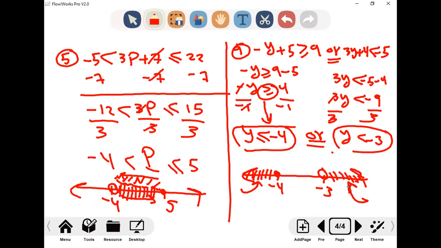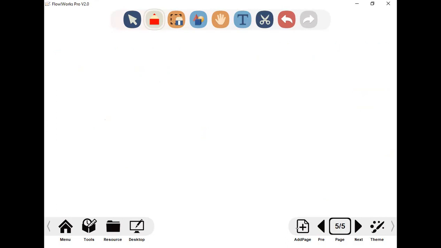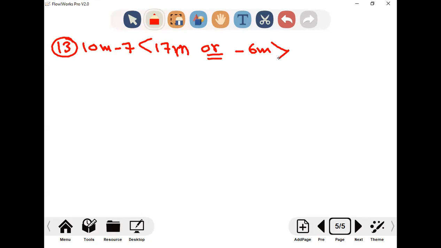Okay, let's do question 13. What do we have in question 13? 10m minus 7 less than 17m, or negative 6m more than 36.